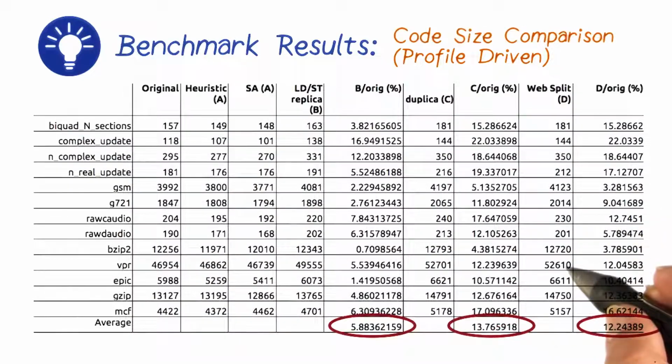And the code size comparison, if we do it in a profile driven manner, then the code size overall could go up by 12% because of replication only on the hot blocks. You can see that we have managed to decrease the code size explosion by about 2% here. Earlier it was 14%, now it is 12%. And that was our final result.